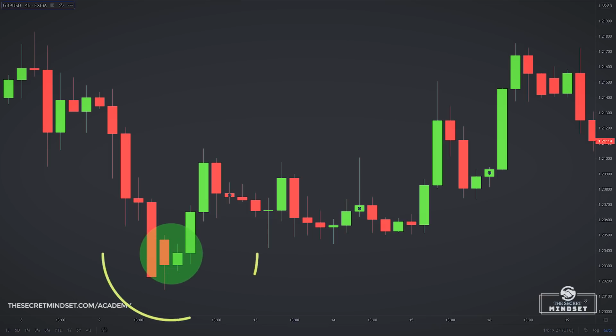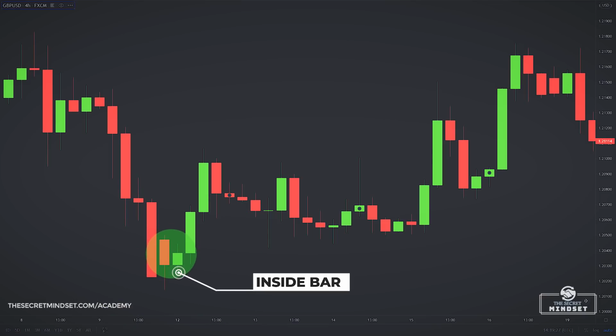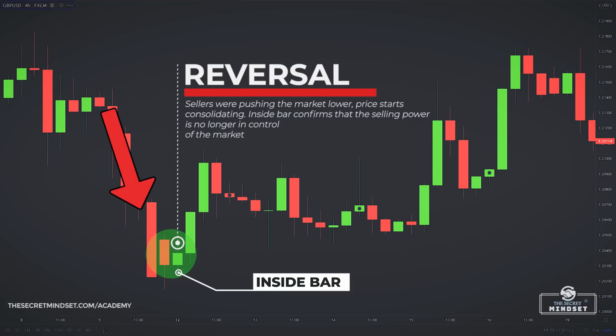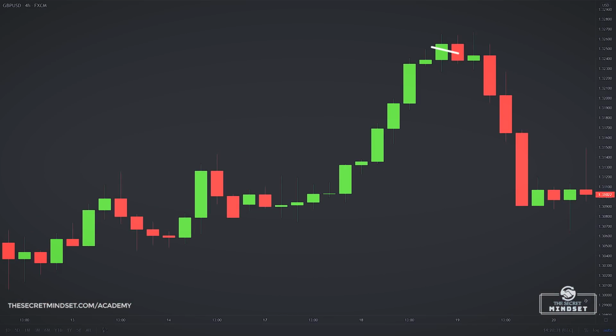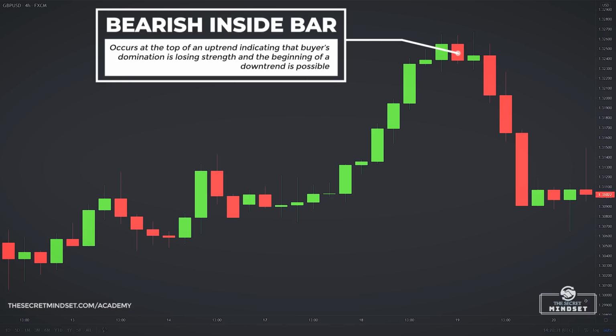In this example, you can see how the trend direction changes after the inside bar formation. The bullish inside bar pattern occurred at the bottom of a downtrend. Here, sellers were pushing the market lower, price starts consolidating, and this indicates that the selling power is no longer in control of the market. The bearish inside bar is the opposite of the bullish one, this one occurring at the top of an uptrend, indicating that buyers' domination is losing strength and the beginning of a new downtrend is possible.